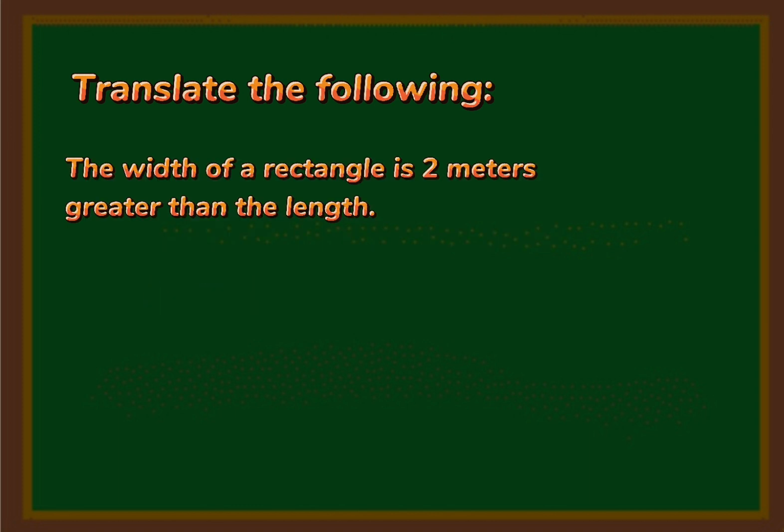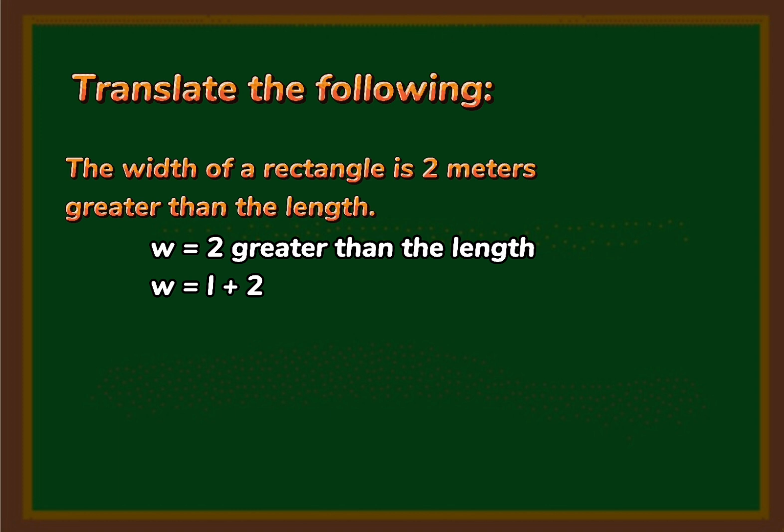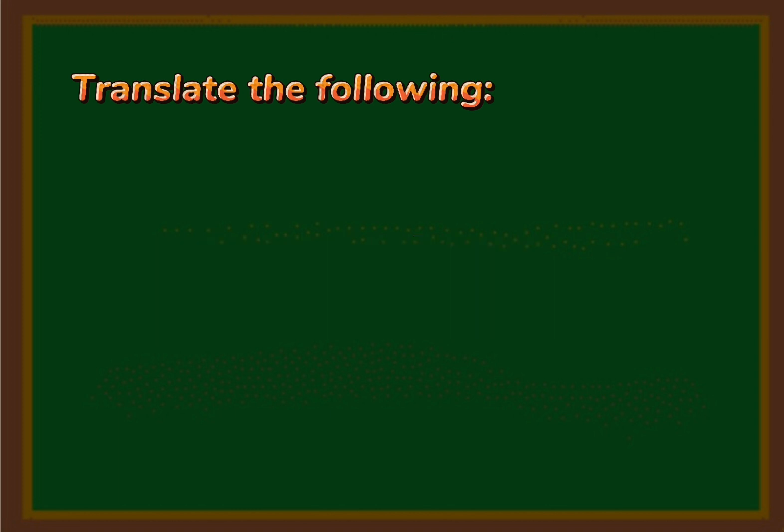The width of a rectangle is 2 meters greater than the length. Let L represent the length of the rectangle and write an expression for the width of the rectangle. So that's 2 greater than the length. So that's L plus 2.